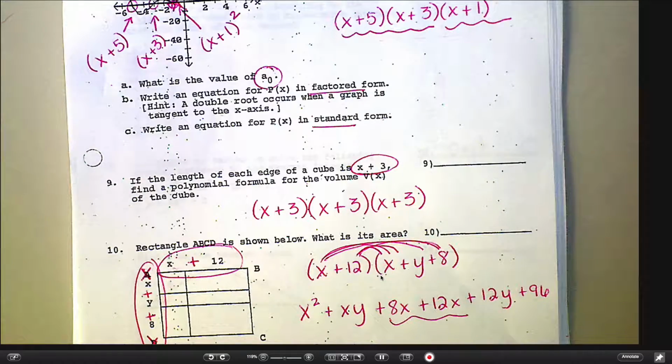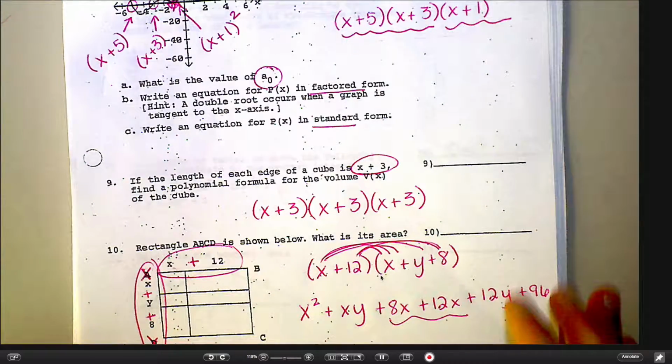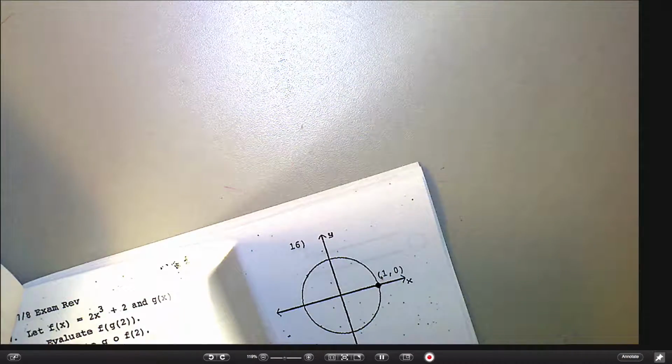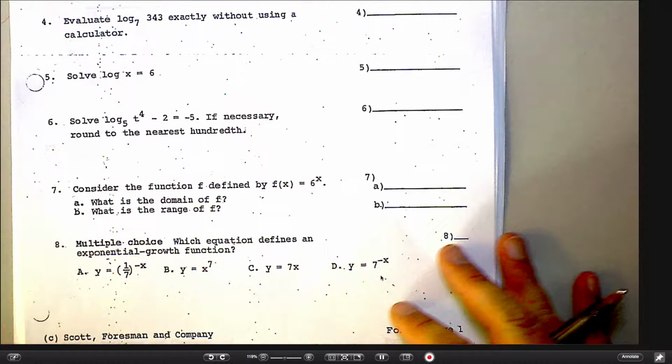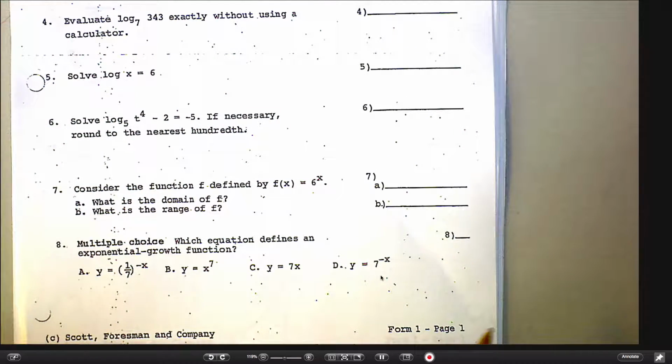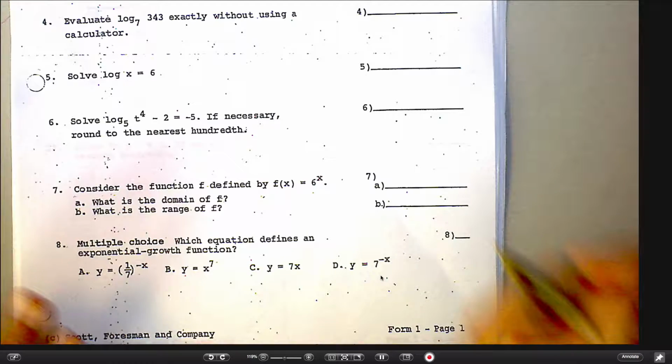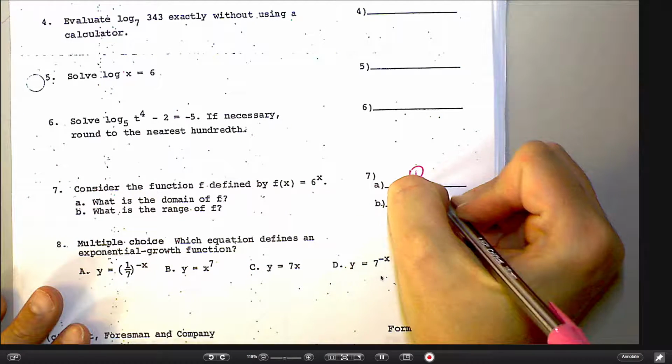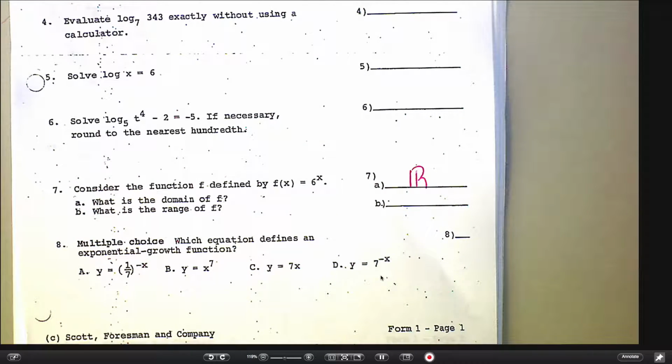Any others? Sarah? Back on page 3, number 7. Okay. Oh, domain and range, our favorite questions. Okay, domain is asking me, what is x allowed to be? What kinds of numbers are allowed to be exponents? Anything, right? You can make a negative number, you can make a decimal, a fraction, whatever.